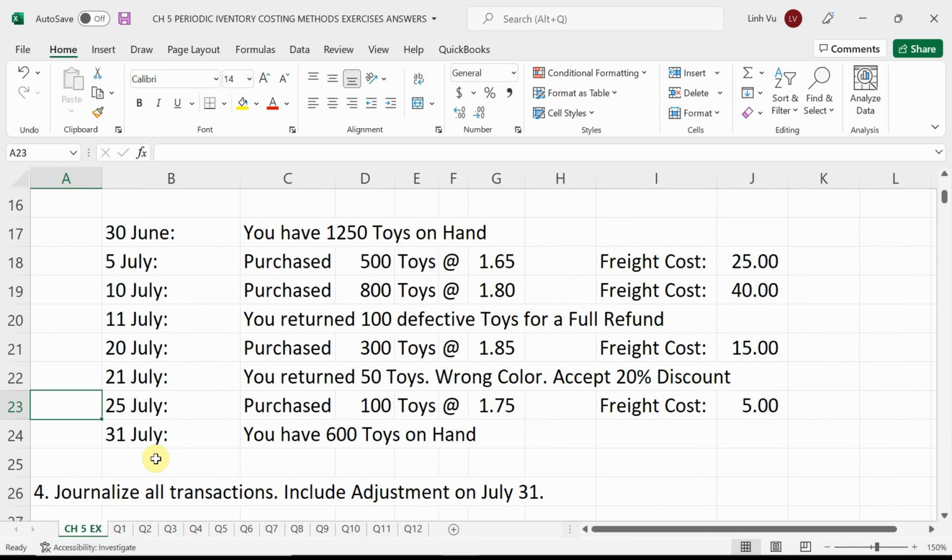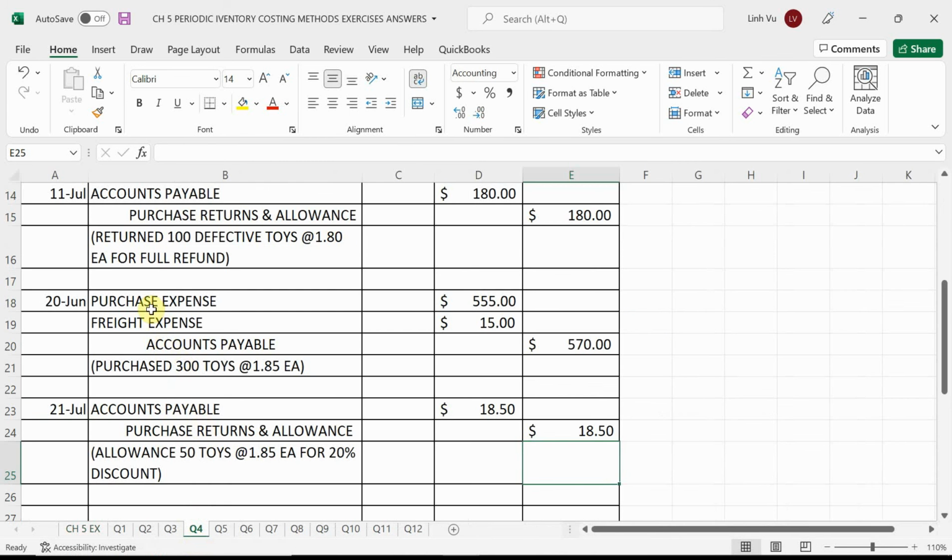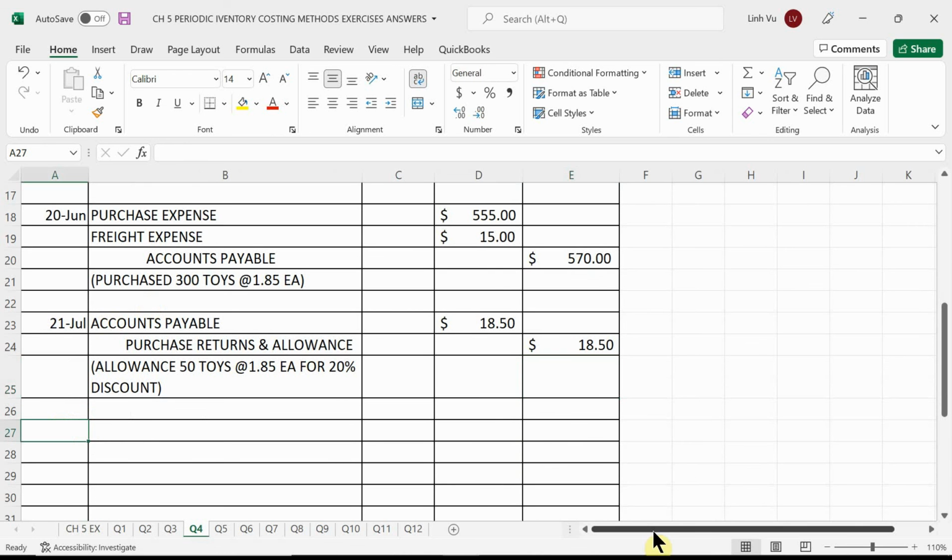Is it the same like a journal entry? Okay, you want to journalize first? Okay. July 25. And yeah, purchase expense, and so on.